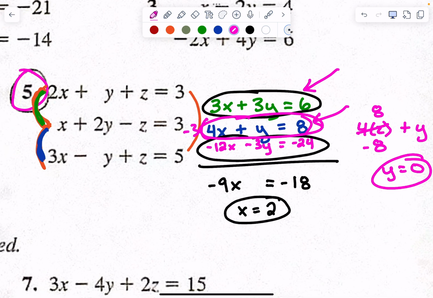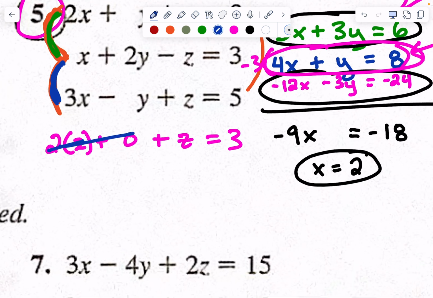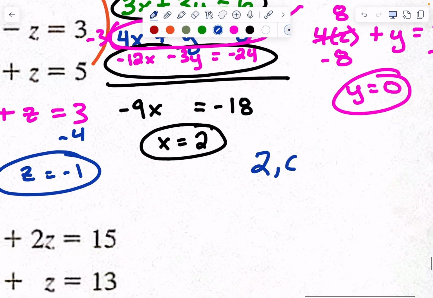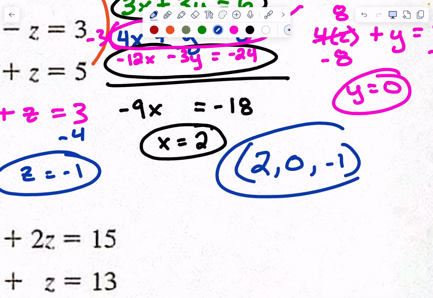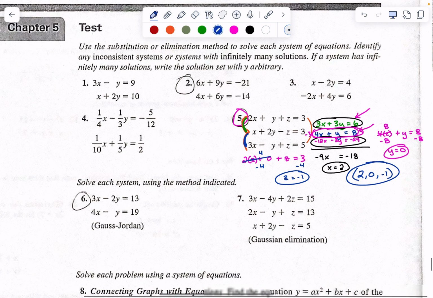So now we plug into any one of these 3. Which one would you like to do? The top one? Sure. So 2x, and x is 2, plus y is 0, plus z equals 3. This is 4, all together. So if I subtract 4, z is -1. So the final answer is 2, 0, -1. That is the solution where all 3 of those equations are going to cross. And that is in 3-dimensional space, by the way, because we have 3 variables. How about that? Good?